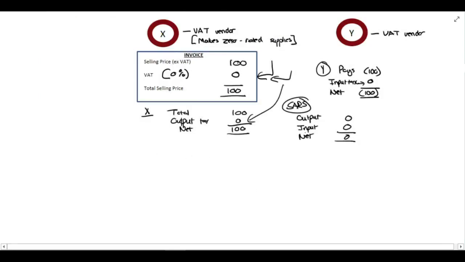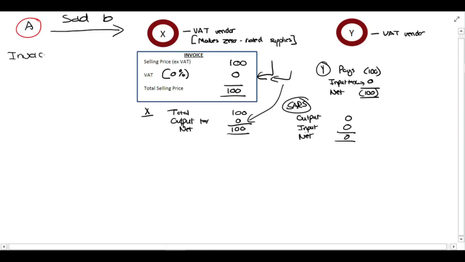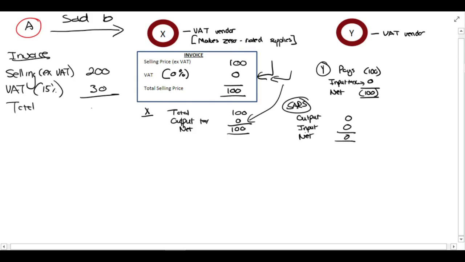Okay, let's say there was another VAT vendor over here called VAT vendor A. And VAT vendor A sold to X, and gave an invoice of some goods that said selling price excluding VAT, let's just make it 200 rands just to make it a little bit different. And VAT was 15% because they're not a VAT vendor of null. So it'd be 30 rands. So the total would be 230.